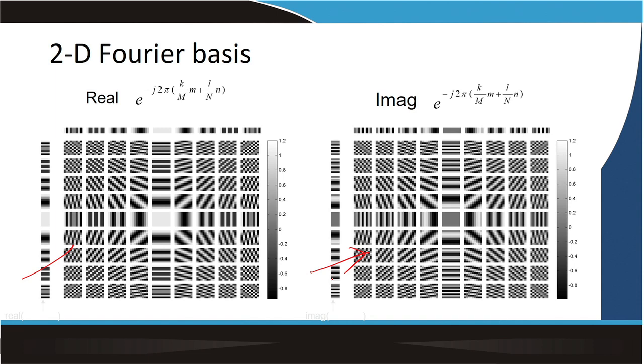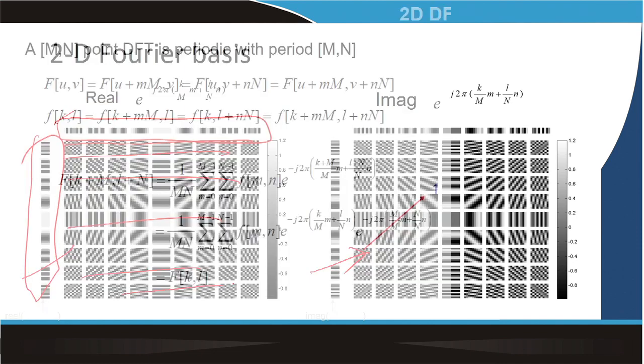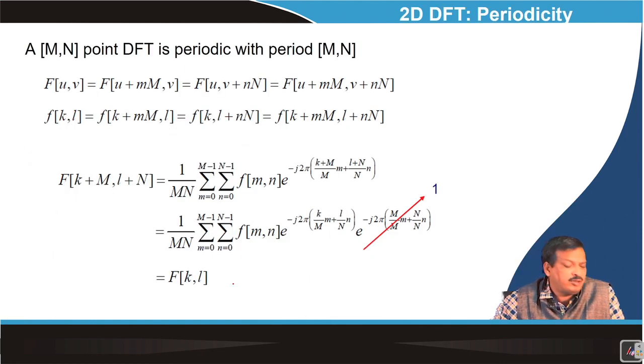Okay. So, this is one dimensional basis and this is another dimensional basis. So, they will be just repeated. Okay. So, this is called two dimensional DFT. Let us do an example, then we go for that other part.